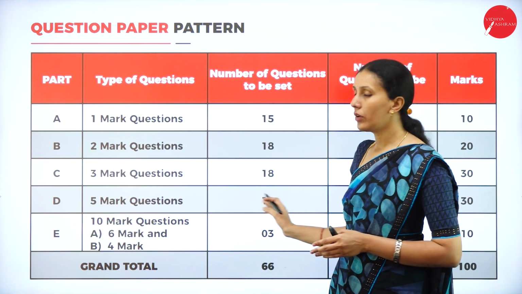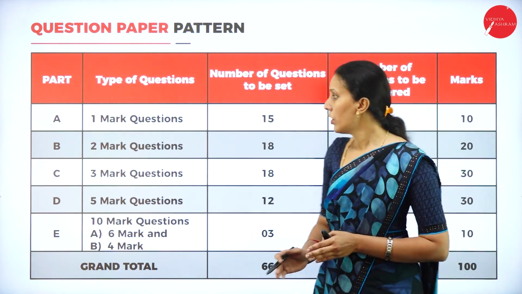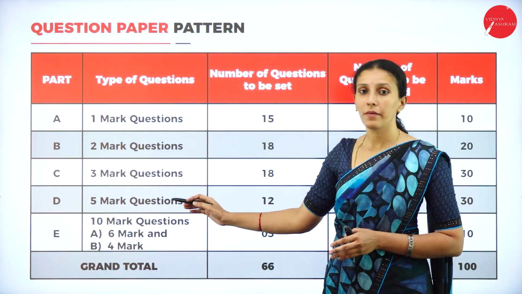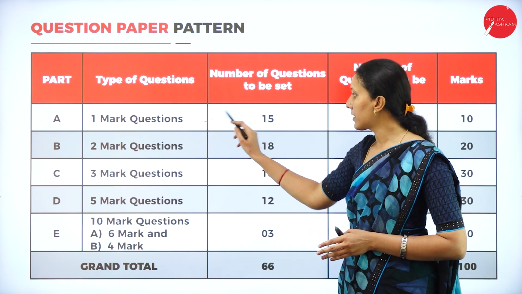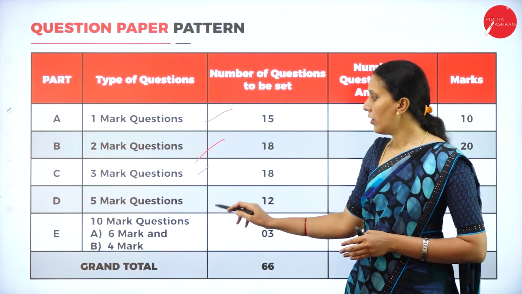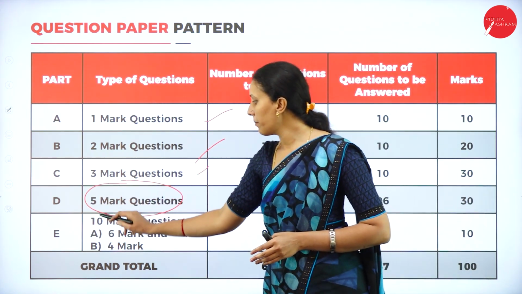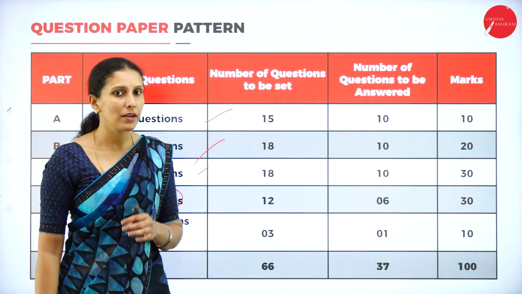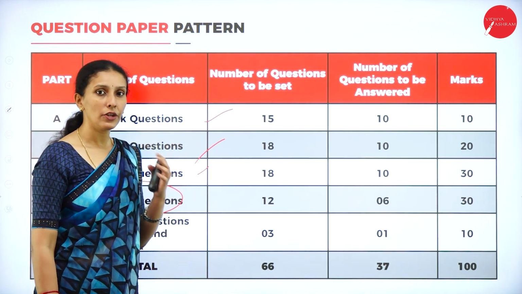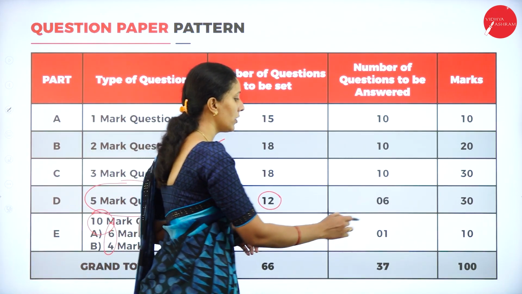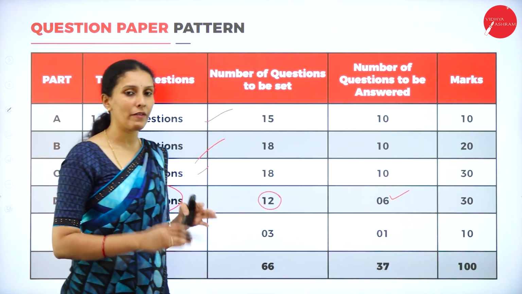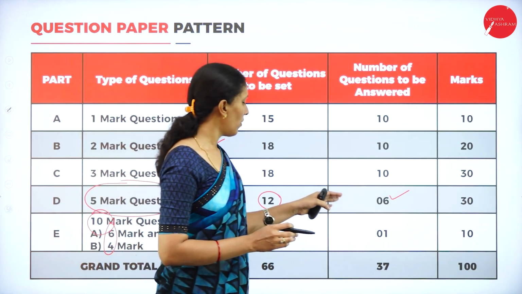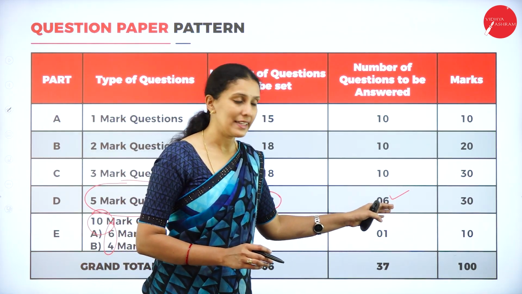So this is the pattern of the question paper as you already know. It contains 5 sections of 1 mark, 2 mark, 3 mark, 5 marks and 10 mark questions. So we have discussed this completely. Now we are going to solve 5 marks and 10 marks questions in the form of 6+4 pattern. For 5 marks questions in part D section, you will be given 12 questions. You need to attend only 6 questions. Here you have exactly 50% chance of selecting questions. So out of 12 you can attend any 6.